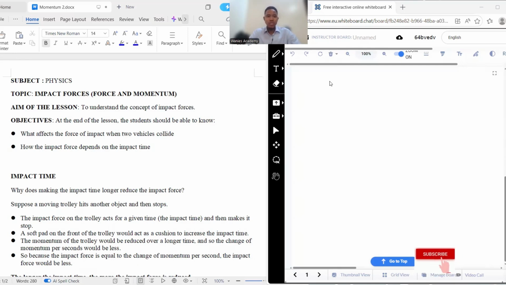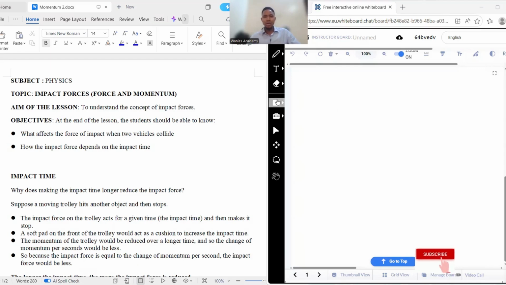As well for today's physics, where our topic is force and momentum. The aim of today's lesson is for you to understand the concept of impact force. The objective of the lesson is, at the end of the lesson, you should be able to know what impact time is and how the impact force depends on the impact time.